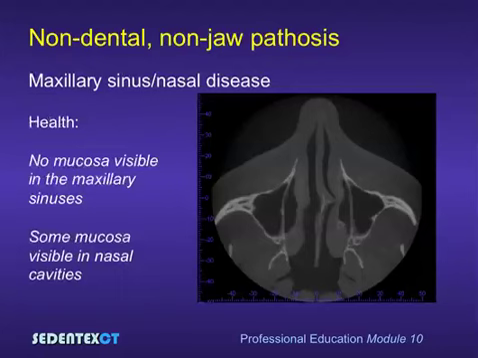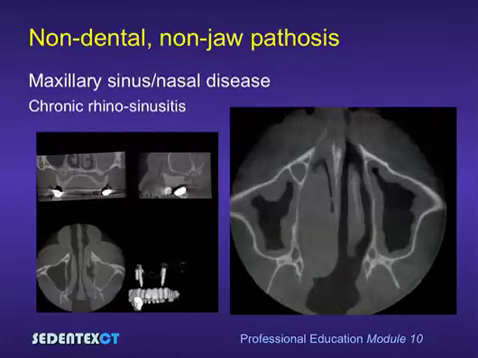Here is another patient with a normal maxillary sinus appearance. No mucosa visible, but some mucosa visible in the nasal cavities. Chronic rhinosinusitis, or chronic inflammation of the maxillary sinuses and nasal cavities, is very common. Here is a good example. We can see the thickened mucosa surrounding the walls of the maxillary antrum.